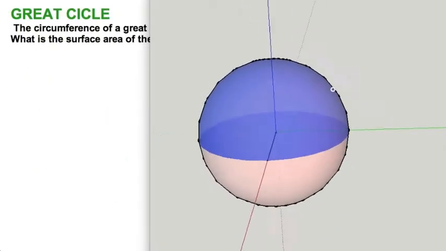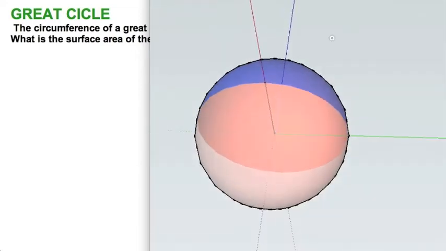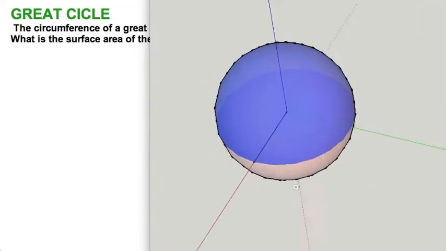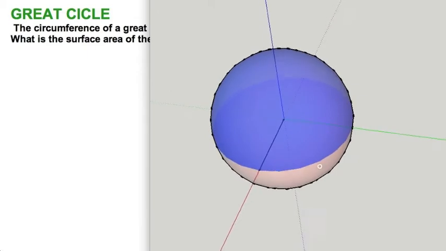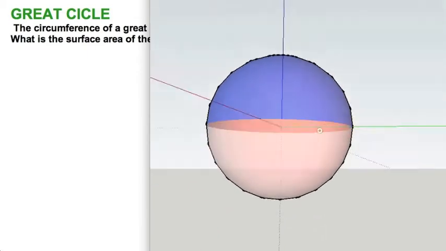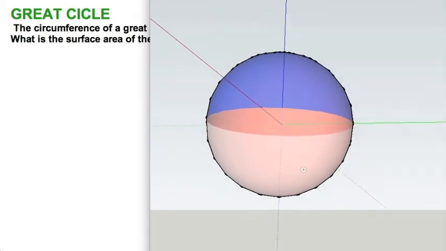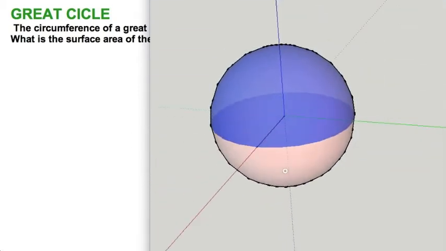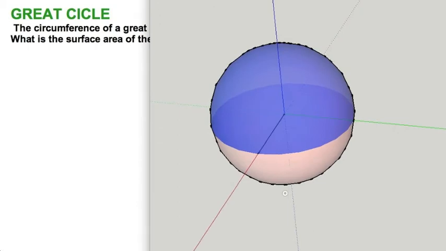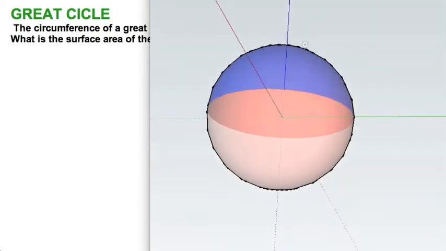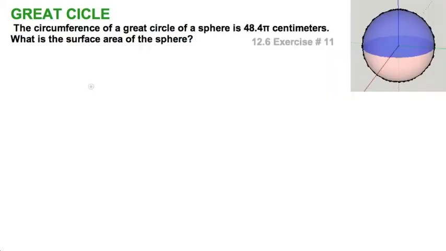In this exercise, we're given the great circle of this sphere. That is the circumference of this great circle. You can see it right there on the red-green plane. And that is a circle on the sphere which would pass through the center of the sphere. So if we know the circumference of that disk there, let's find the surface area of the entire sphere.